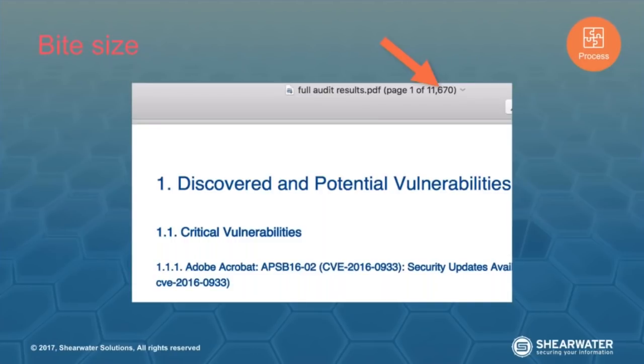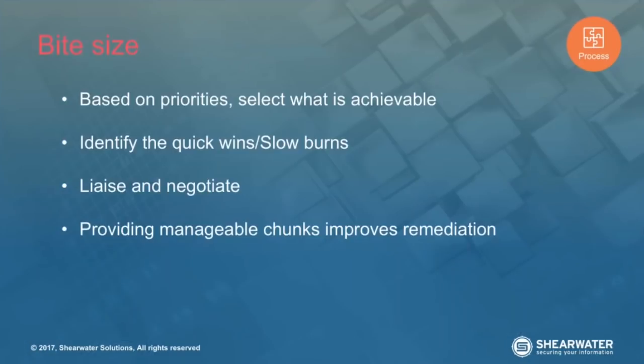So what we do is we take it down to bite size. In the bite size, we look at the priorities, we select what's achievable, and we also look at the quick wins and the slow burns. What I mean by the quick wins and the slow burns: that Windows last name display, I would put that into the quick win. Why? Because it was across quite a number of servers, and it is a simple group policy change that will affect all the systems, takes 5 minutes to do, and the risk to the organization is nil. So that's something that could be done quite easily.